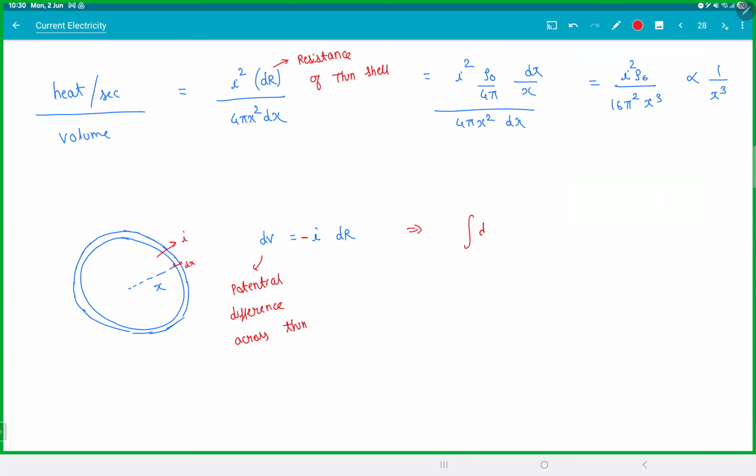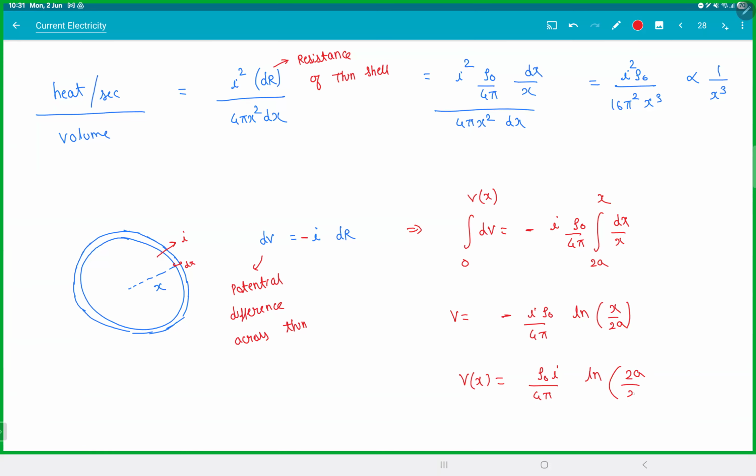So this will be integral dV, minus I, remember current is constant, and dr will be rho naught by 4 pi dx by x. Limits: when x is a, potential was 0. When x is x, you want to find the potential. So V is equal to minus I rho naught by 4 pi ln x by a. No, this was 2a actually, x by 2a. So potential as a function of x will be rho naught I by 4 pi ln 2a by x. The value of x goes from a to 2a.